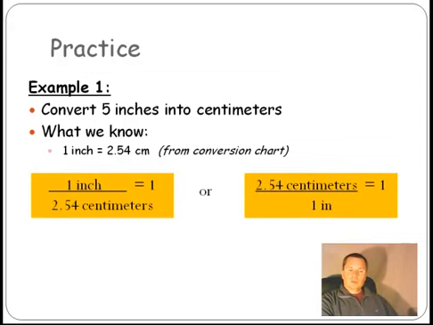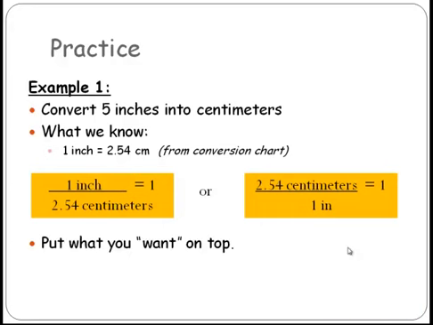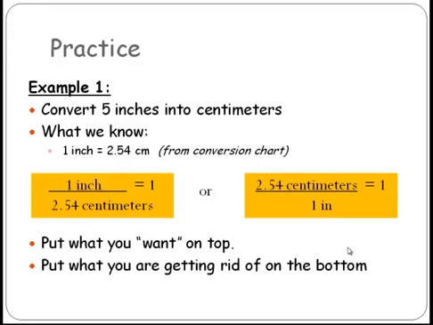Okay, so the question is, which one of these conversion factors are we going to want to use? The 1 inch over 2.54 centimeters, or 2.54 centimeters over 1 inch? Well, the question is, put what you want on top. We want to get centimeters, so that's going to go on top, and inches goes on bottom. What we're getting rid of goes on the bottom. We're getting rid of the inches, right, because we're converting from inches to centimeters. So in this case, we're going to use the second box.